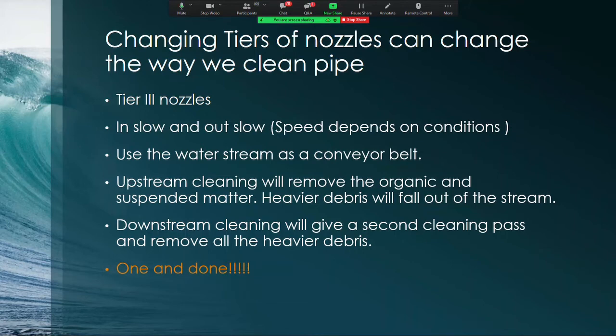Typically in sanitary. If I'm in stormwater, things change. Stormwater becomes more of a step cleaning process. But in sanitary or in areas where I can get away with this, it works extraordinarily well. One pass and I'm done.